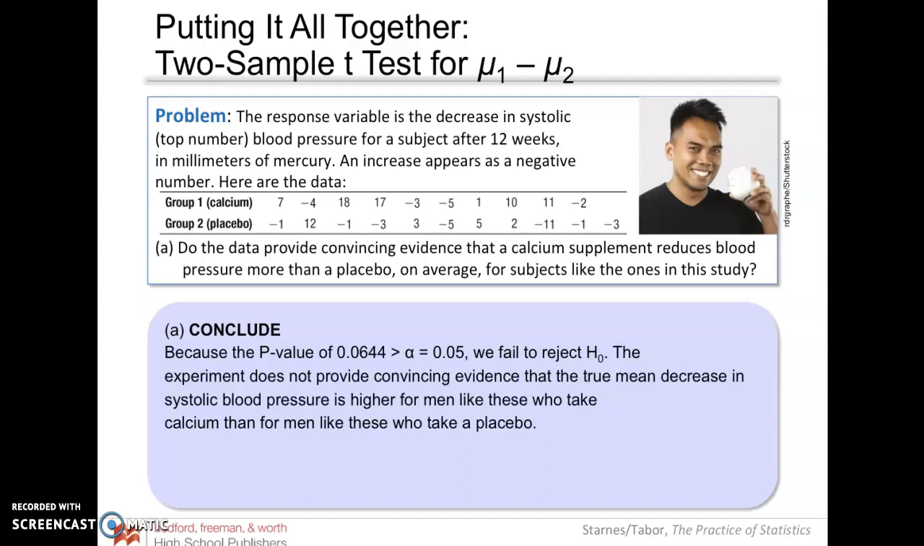The experiment does not provide convincing evidence that the true mean increase in systolic blood pressure is higher for men like these who take calcium than it is for men who take a placebo. So the calcium didn't help.